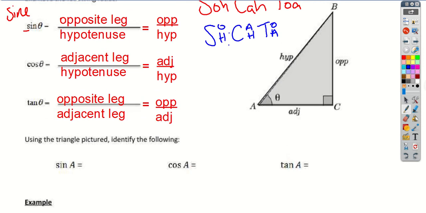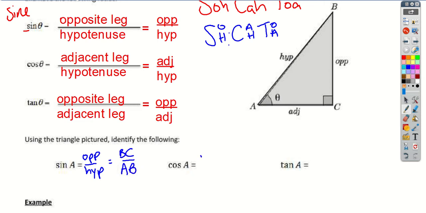And so the sine of A in our triangle pictured over here, if we're going to name our lengths here, we know with SOHCAHTOA is going to be the opposite side over the hypotenuse. And so this is going to equal, from the angle, the opposite is across, it's over here. So this is going to be BC over the hypotenuse, which is AB.